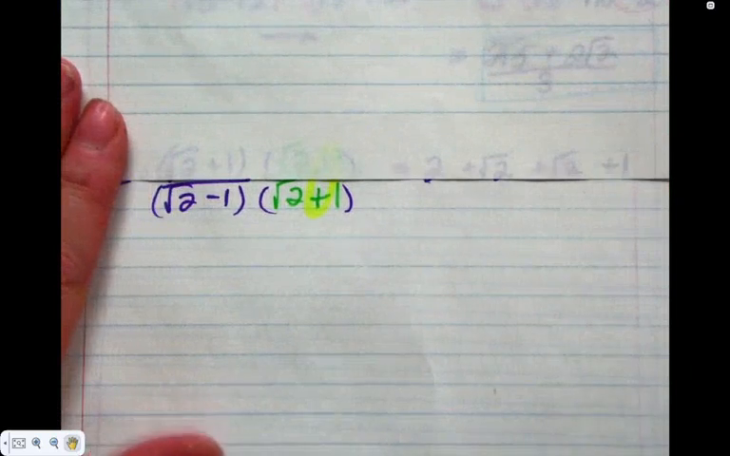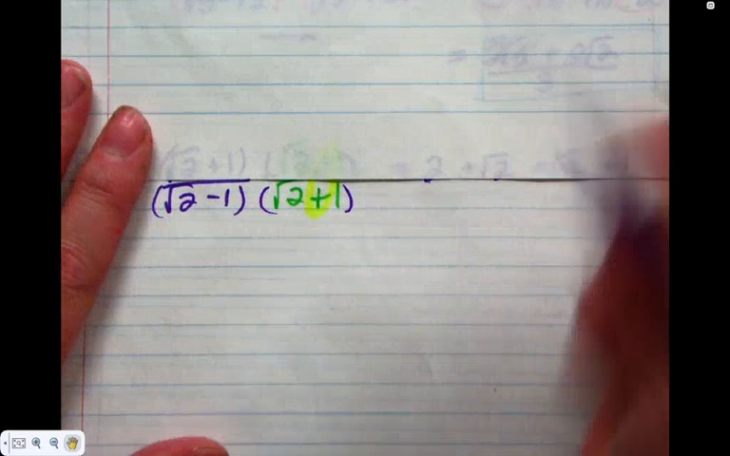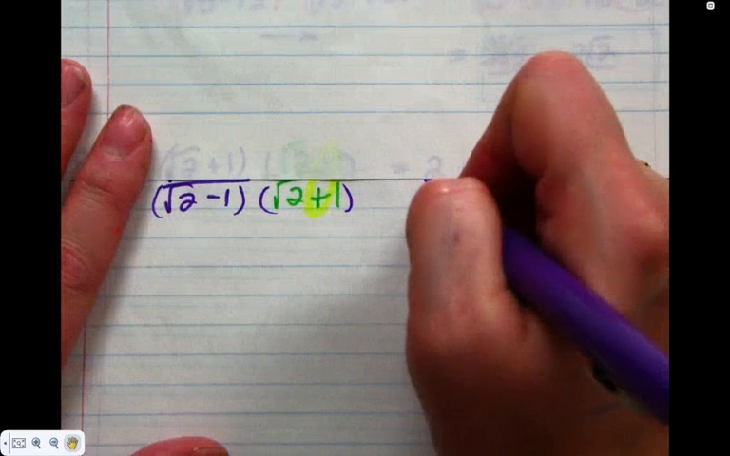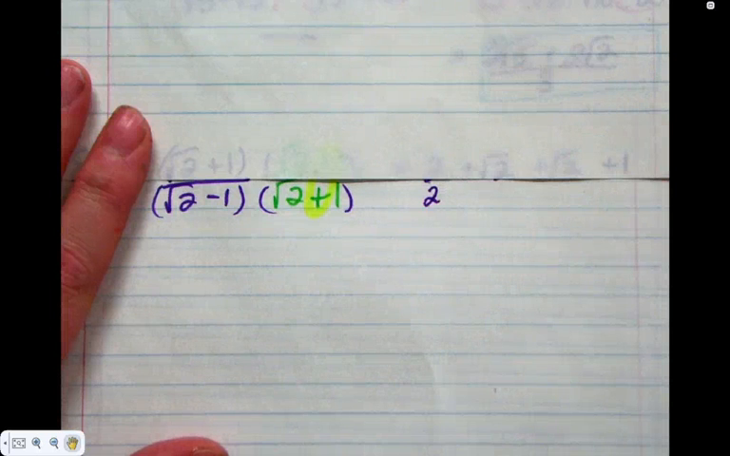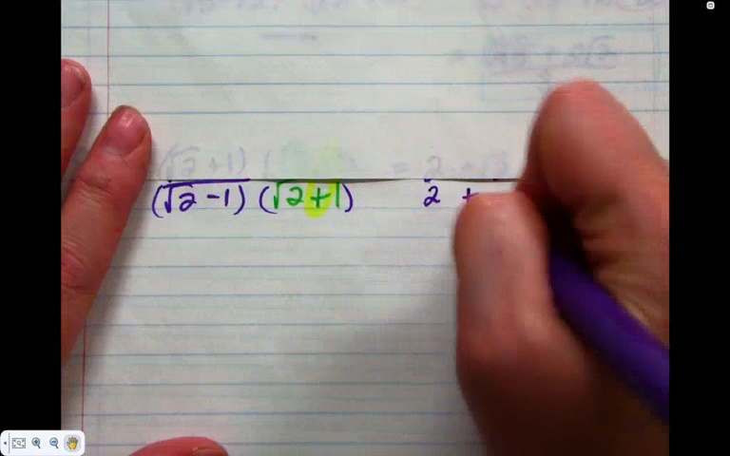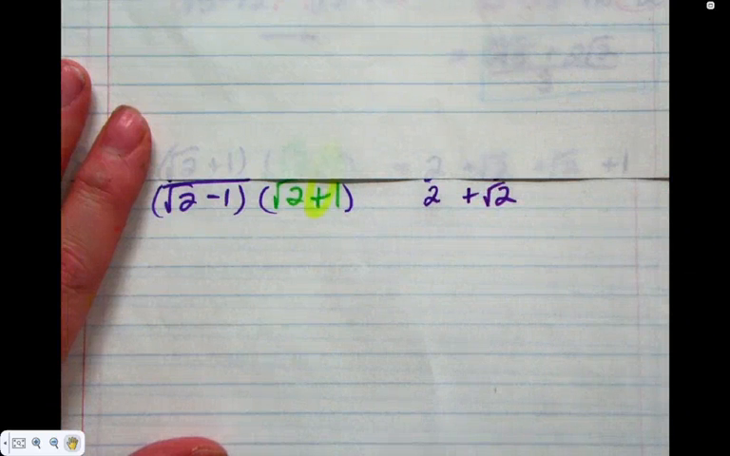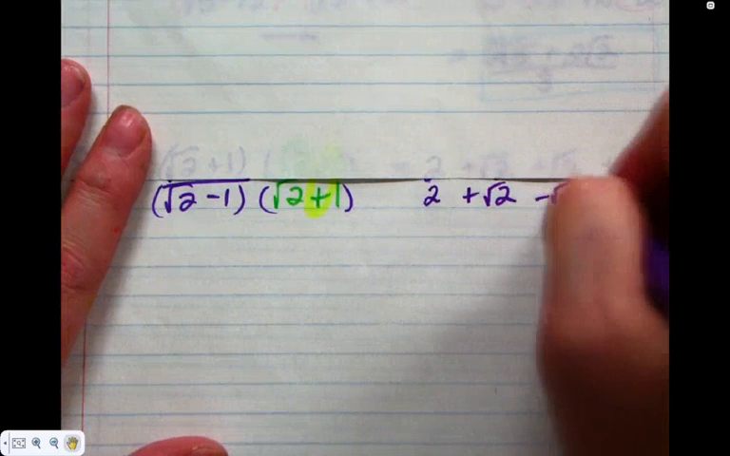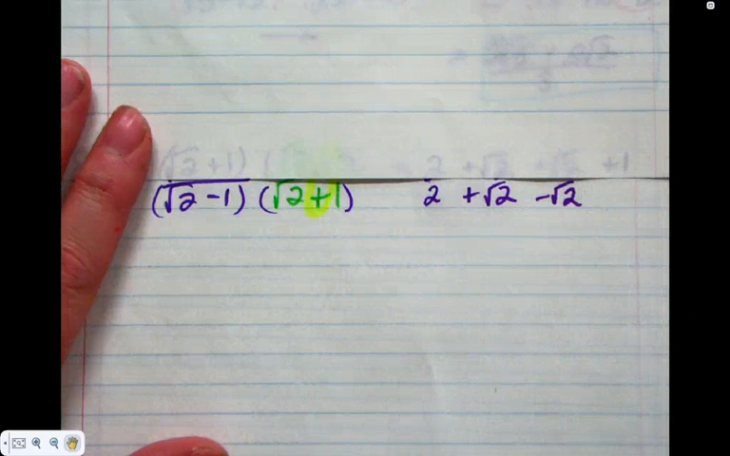Okay, now I'm going to cover the top. Look at the bottom. Root of 2 times root of 2. Root of 2 times 1. Negative 1 times root 2. And negative 1 times positive 1.